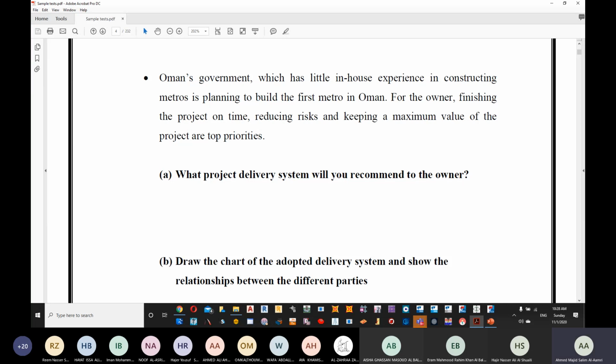Okay, can you read this question and tell me the answer? Oman's government, which has little in-house experience in constructing long span bridges, is planning to build the longest span bridge in the Middle East between Masira Island and Shinna and Sor. The owner aims to finish the project as soon as possible to stop using the old ferry boats and requires the design to be perfect without mistakes.